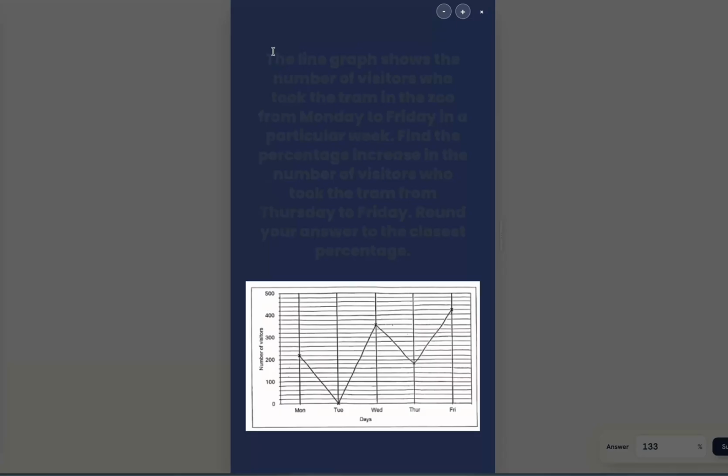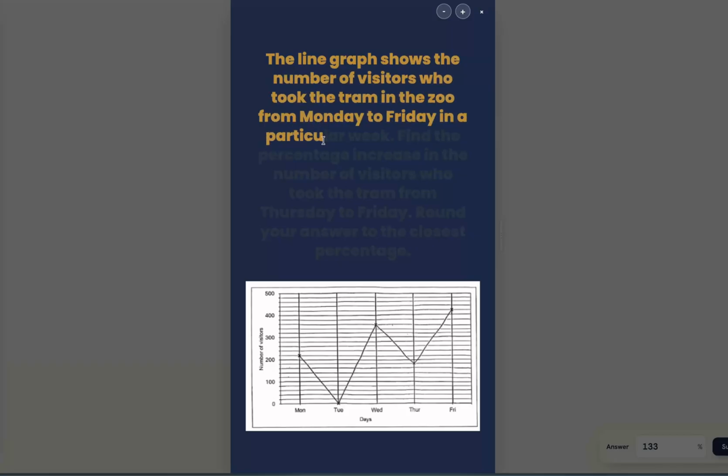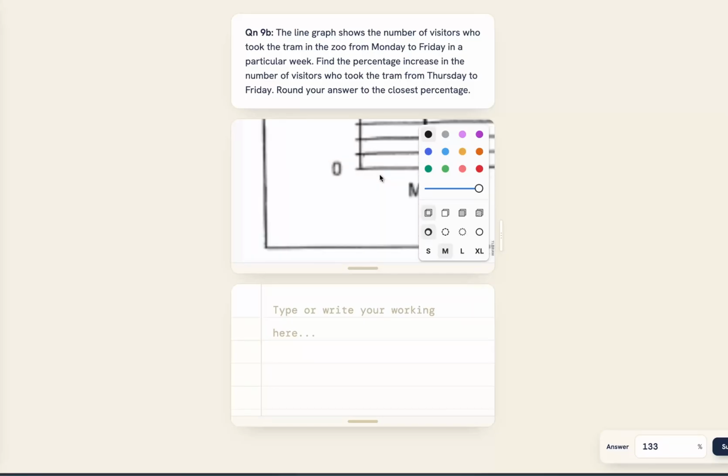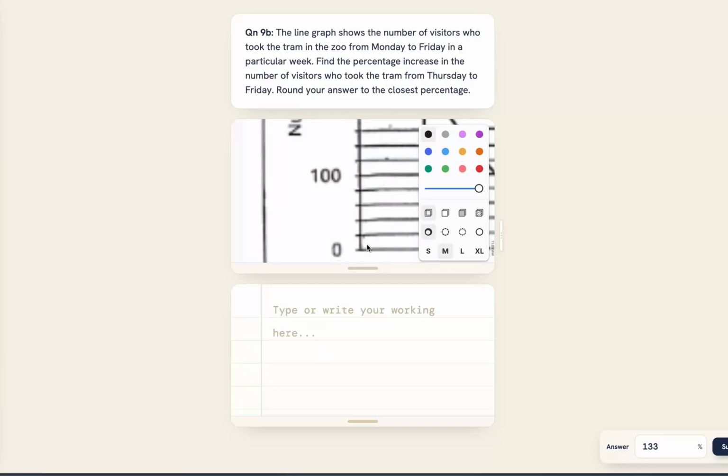Question 9, part B. The line graph shows the number of visitors who took the tram in a zoo from Monday to Friday in a particular week. Find the percentage increase in the number of visitors who took the tram from Thursday to Friday. Round your answer to the closest percentage. First thing is, when you read a line graph, we need to know how many gaps there are before the first number that's not 0. So 1, 2, 3, 4, and 5. So 5 gaps equal to 100. So 1 gap equal to 100 divided by 5, and this will be 20.